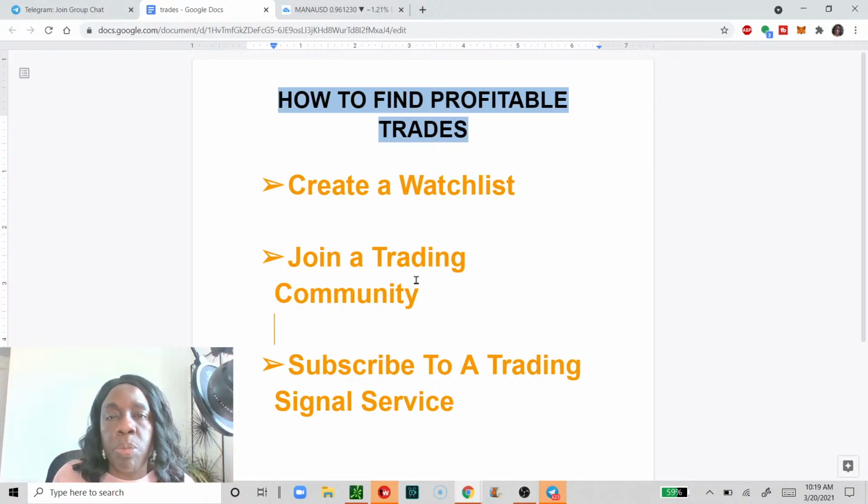Now, it is possible to overdo it, like it's possible to overdo anything. So you don't want to be in so many trading communities where you begin to get confused, especially as a newbie. But you definitely want to join a trading community, because this is one way in which I will get ideas. I will get information about something that's happening with a particular coin.